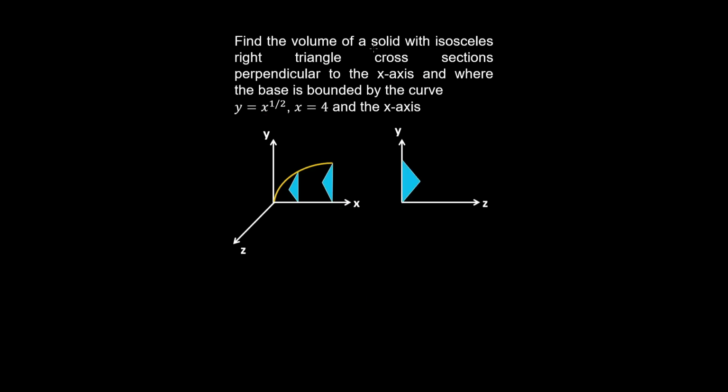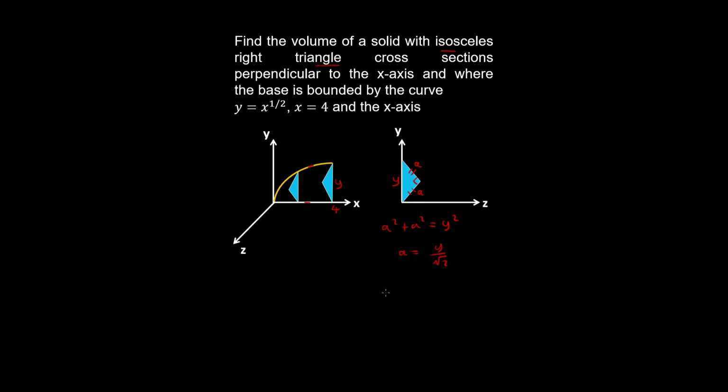Let's find the volume of a solid with isosceles right triangle cross sections that are perpendicular to the horizontal axes or parallel to the YZ plane. And the base is bounded by the square root curve, the vertical line x equals 4, and the horizontal axes. So these edges are equal, and the hypotenuse is described by y. So therefore, by Pythagoras, we have a squared plus a squared equals y squared, and therefore a is equal to y on root 2.